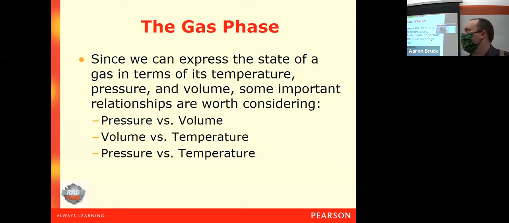What's interesting to note about gases in particular is that gases are unique in the sense that gases always fill their containers, and gases are spread far apart from each other. Because of those things, they tend to have more unique properties, and we're going to situate them accordingly.